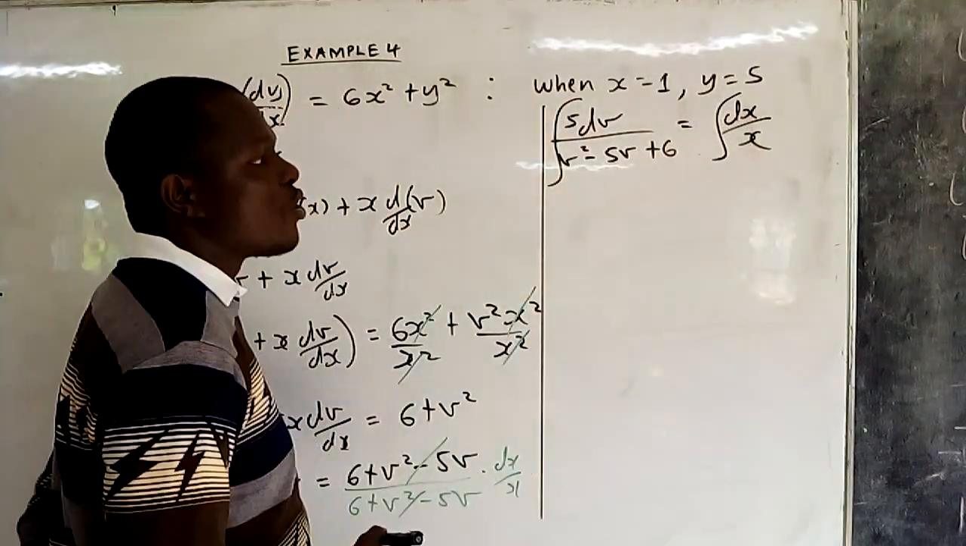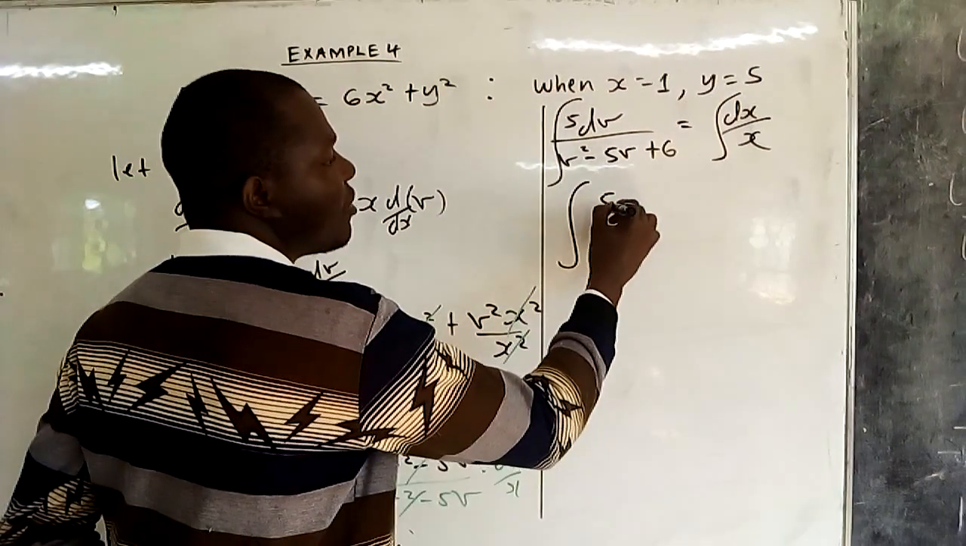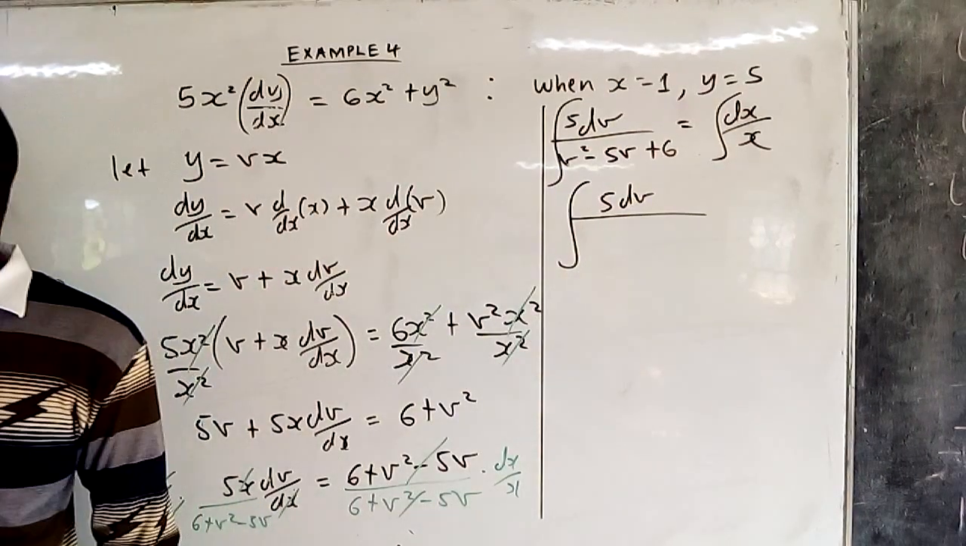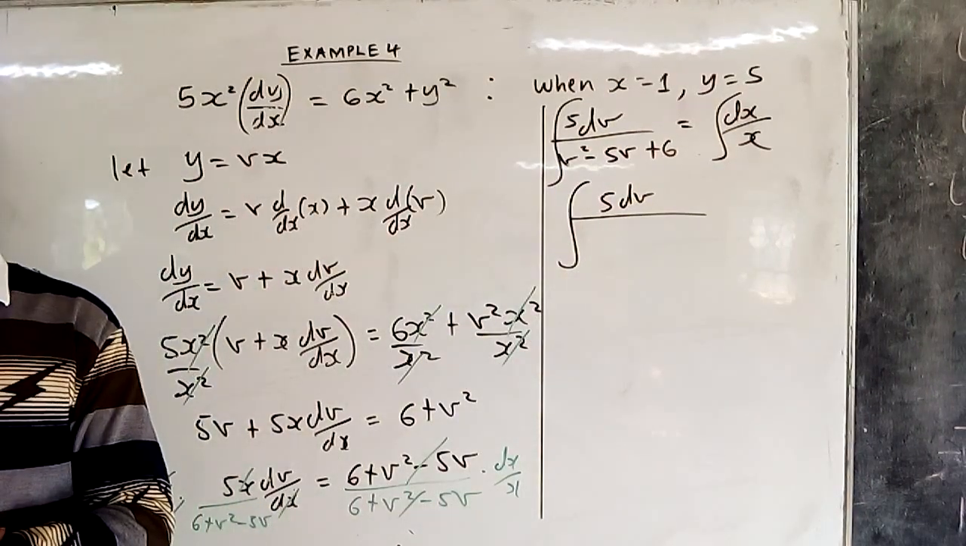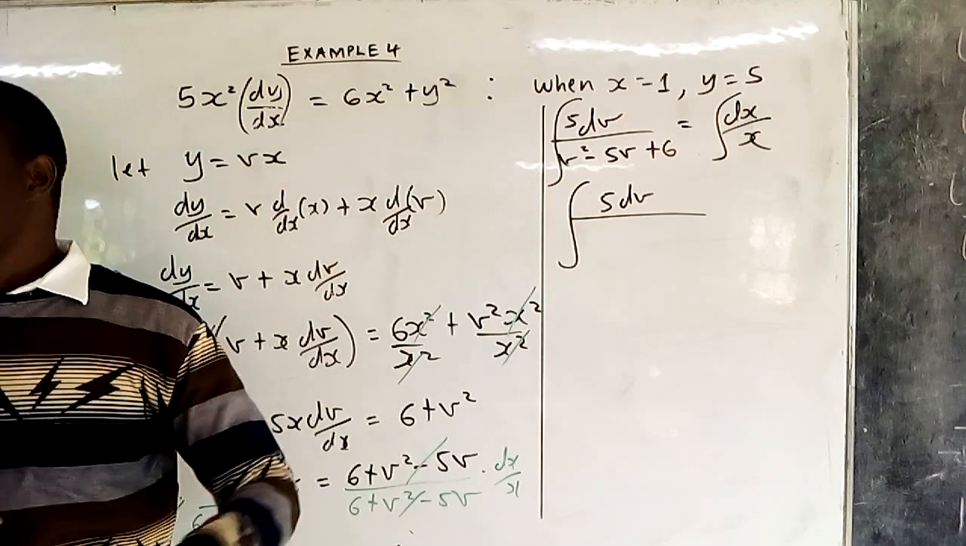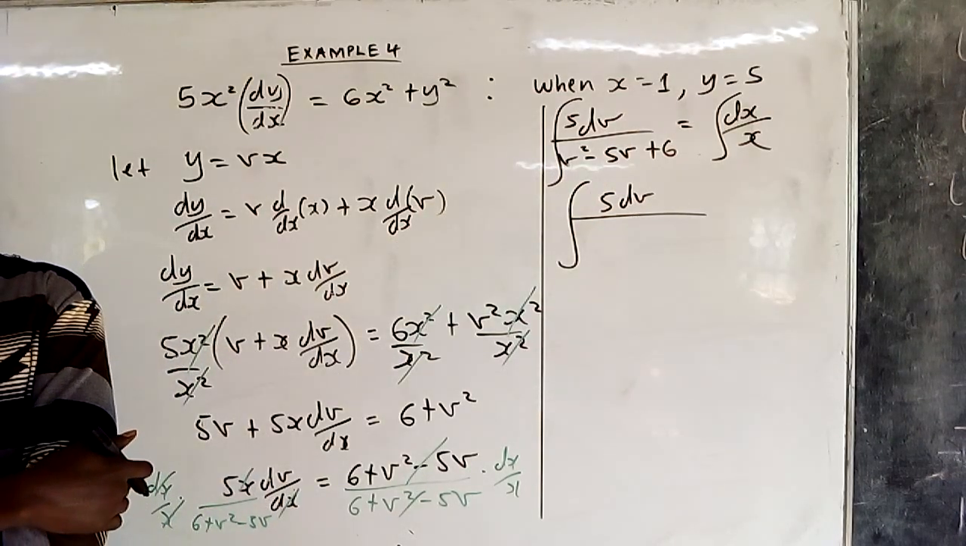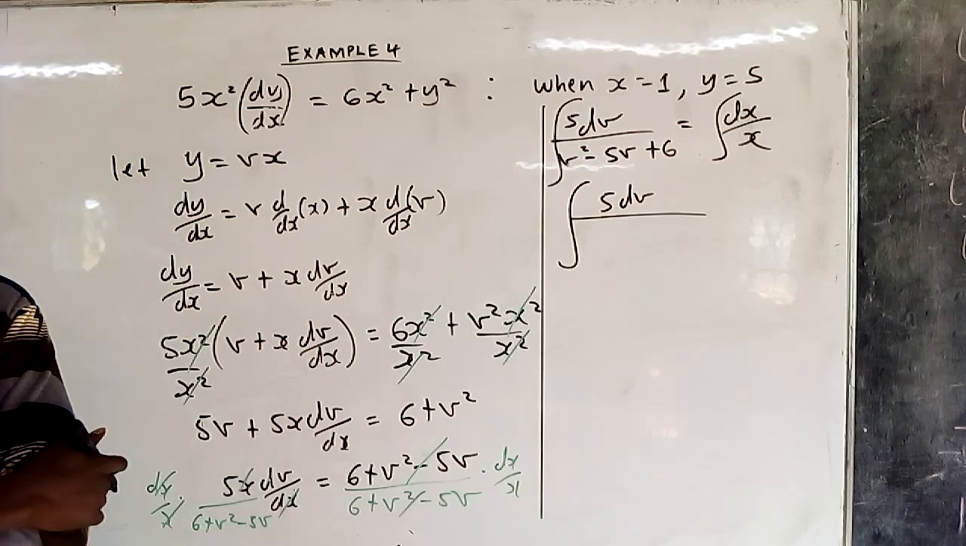You introduce integral on both sides. So if you integrate this, what do you have? 5 dv over, what is v squared minus 5v plus 6? See, you can factorize that. A sum of negative 5 and the product of positive 6, that is negative 2 and negative 3. Isn't it? Yes. Negative 2 and negative 3.